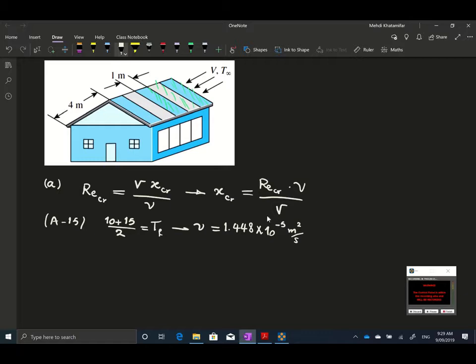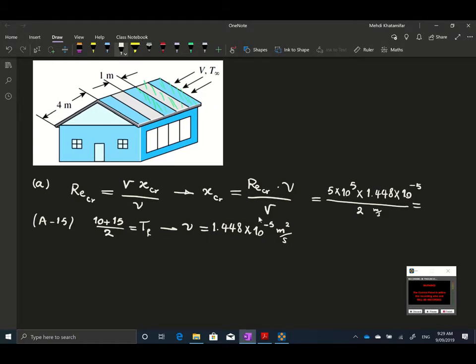Okay. Now let's plug in the numbers. We know that the critical Reynolds number for the flat surface is 5 times 10 power 5, times the viscosity 1.448 times 10 power minus 5, divided by, what was the velocity? 2 meter per second, which is going to be 3.62 meter. So this is our critical length.